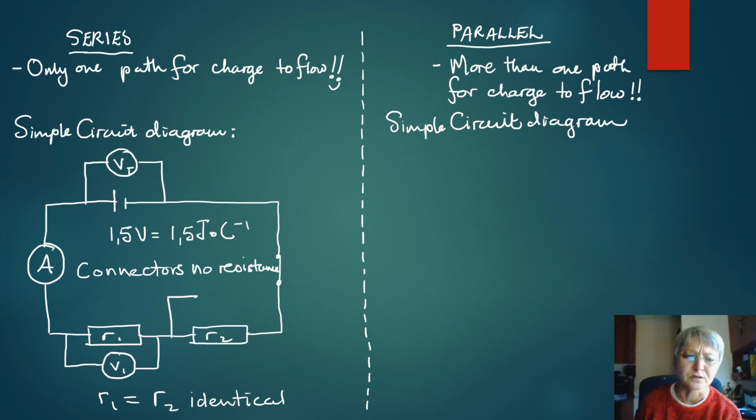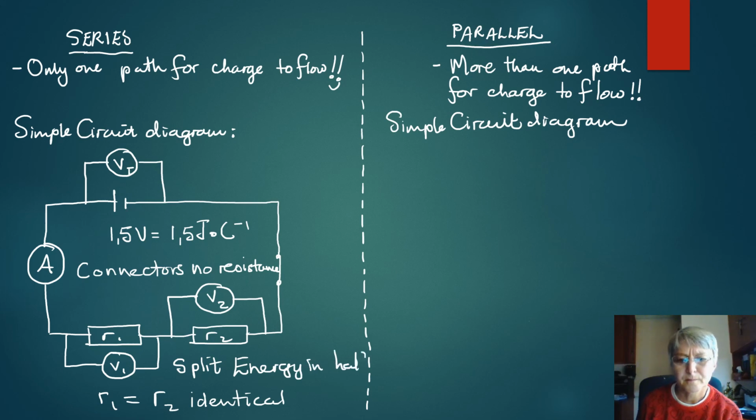Now, if the resistors are identical, then they would split the energy in half. So the total amount of energy supplied is 1.5 volts. The first resistor would use half of that energy, which is 0.75 volts. The reading on V1 would be 0.75 volts.